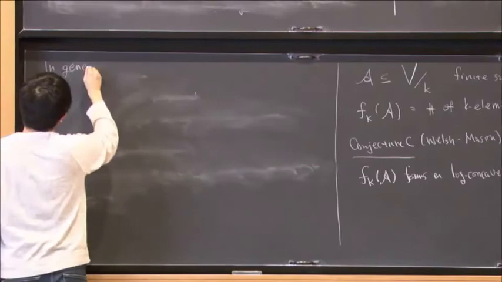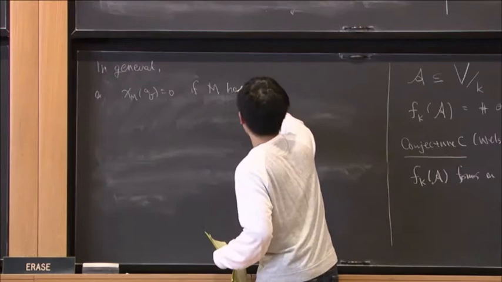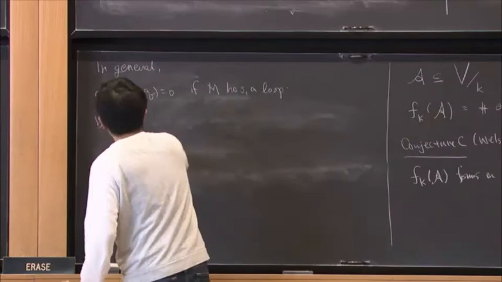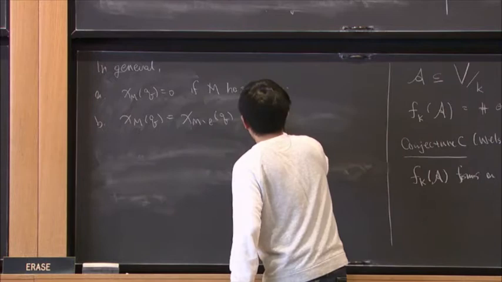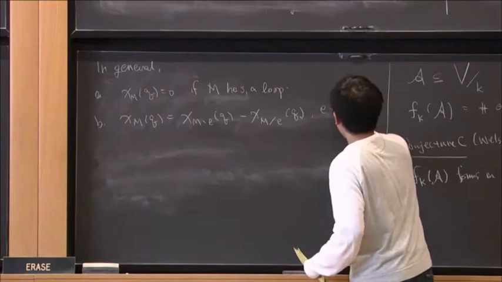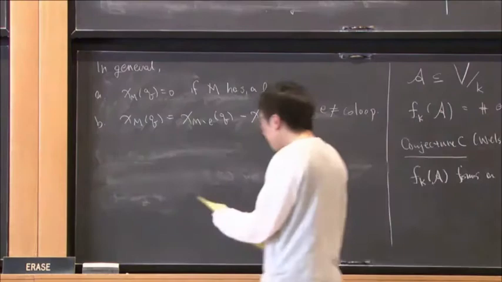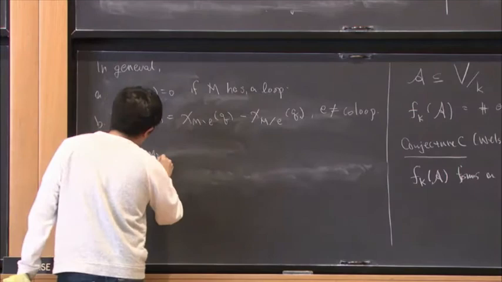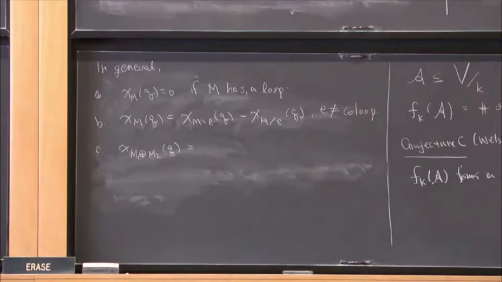So in general, A: chi_M(q) is 0 if M has a loop, by definition. And B: chi_M(q) can be expressed as the sum of its two minors, or difference, if your chosen element is not a co-loop. Ignore this if you're not familiar, it's not very important; it means that it's not a loop in the dual matroid. C: if you compute the characteristic polynomial associated to a direct sum of matroids, which corresponds to a direct sum of vector spaces in the realizable case, that's chi_M1(q) times chi_M2(q).